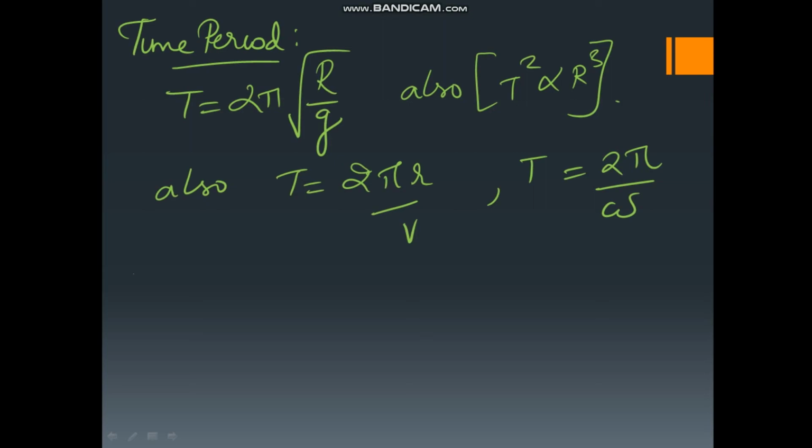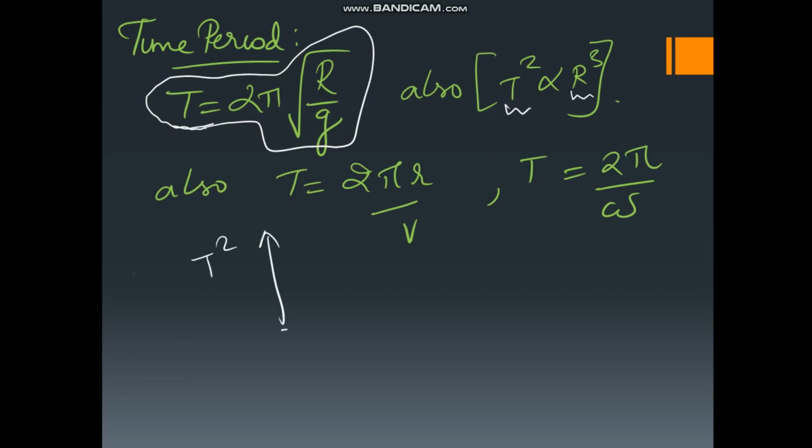And this is a very important thing. Time period of a satellite is 2 pi root of r cube by GM, a direct formula that they are now asking in NEET exam. We have learned in Kepler's law that T square is proportional to r cube. So the graph between T square and r cube, since they are directly proportional, is a straight line.